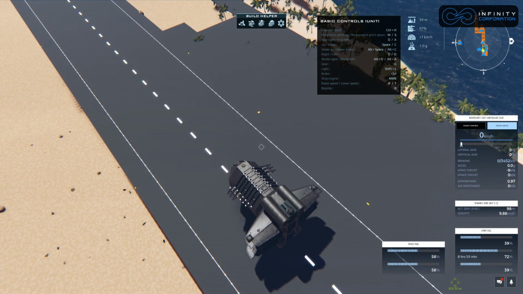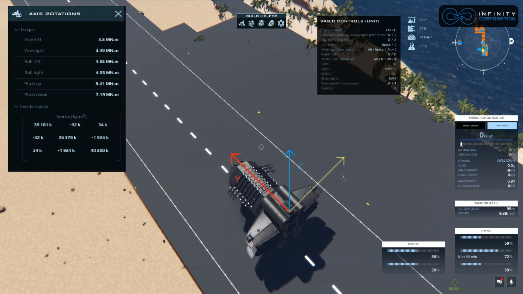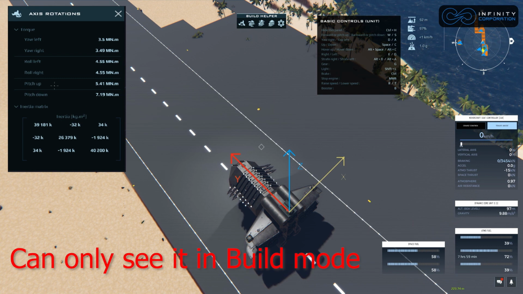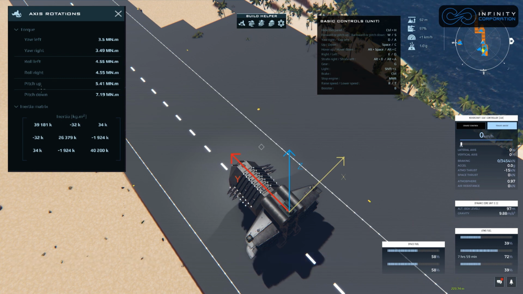Okay, so I'm going to bring up an overlay here that will help us visualize this matrix and understand how this affects our ship so that when we are designing our ship, we know how it's going to move before we even get in and fly it. Okay, so looking over here at the left at our inertia matrix. Now, this is just an overlay. You can't actually see this when you're in the ship in game. I've just put this on here to make it easier to talk about it.